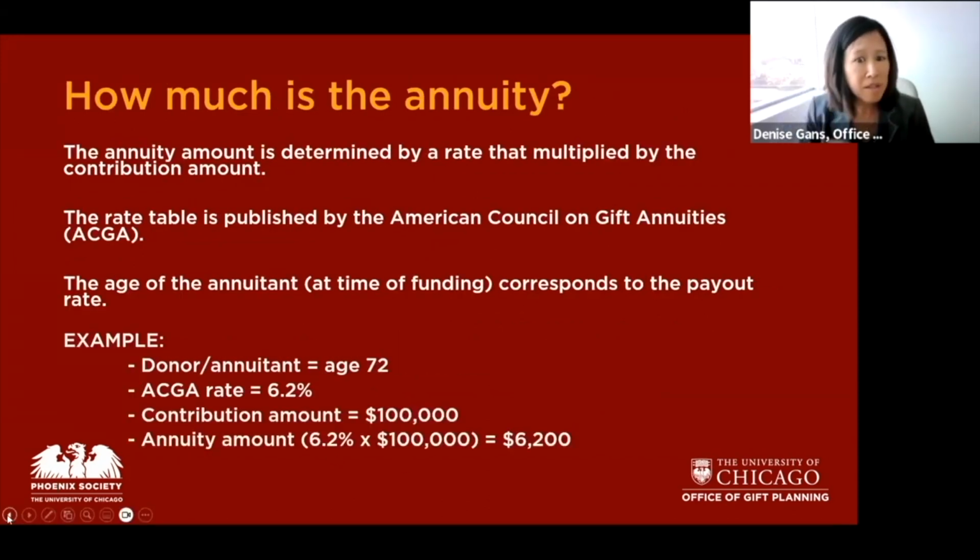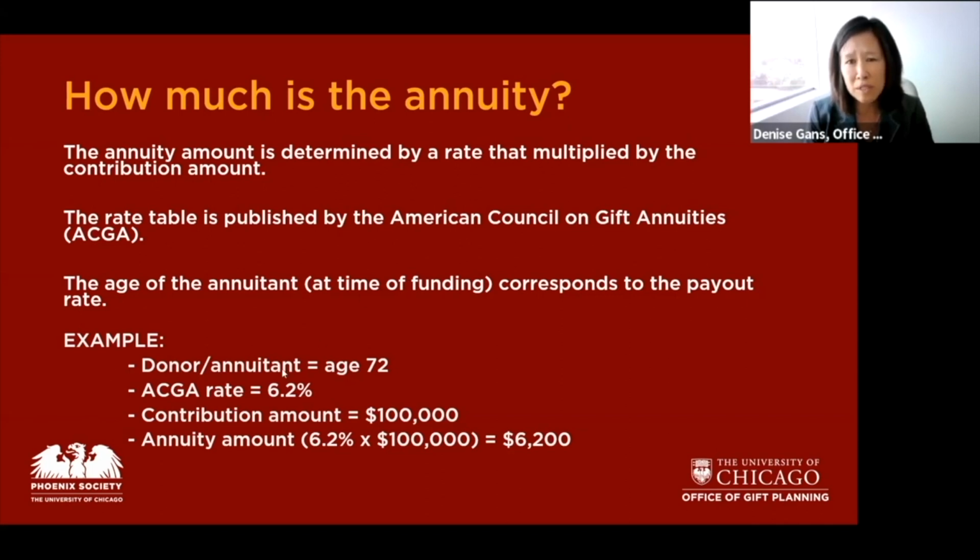So the annuity amount is calculated by multiplying the contribution amount by the annuity rate. The annuity rate is a table that's published by the American Council on Gift Annuities. And most universities and charities offering gift annuities follow the ACGA rate table. Unlike commercial annuities, the idea here is not for charities to be competing with one another based on the rate, but to create a level playing field for this type of charitable giving vehicle.